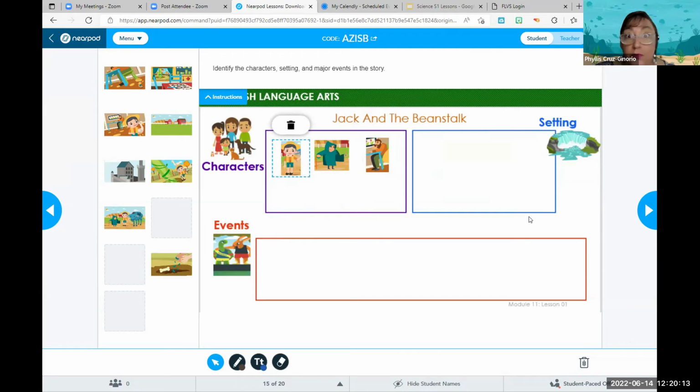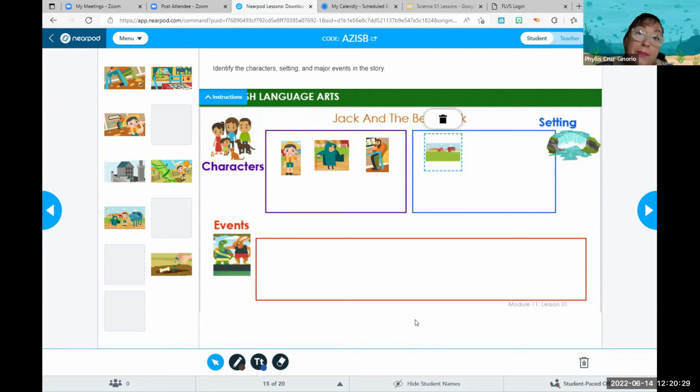Now let's move on into the setting. We need to know where it happened. Do you remember where he planted the beans? It was at his farm. That's right. So I'm going to place the picture of the farm in the setting.